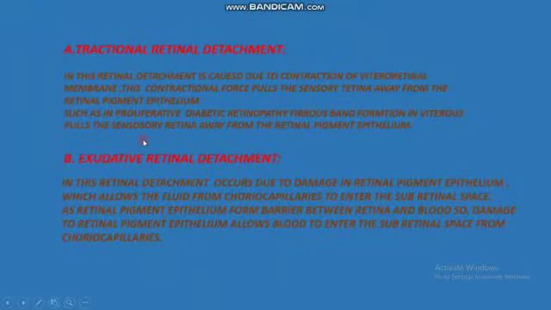Now tractional retinal detachment: in this, retinal detachment is caused due to the contraction of the vitreoretinal membrane. This contractional force pulls the sensory retina away from the retinal pigment epithelium. Actually what happens, for example in proliferative diabetic retinopathy, is the formation of a fibrous band in the vitreous chamber, which pulls the sensory retina away from the retinal pigment epithelium when it contracts. And the main cause of tractional retinal detachment is also proliferative diabetic retinopathy.